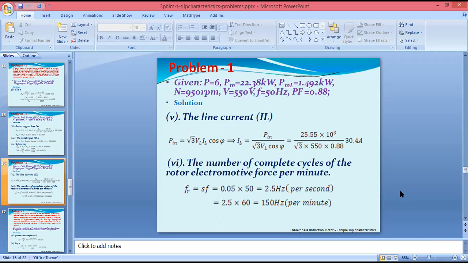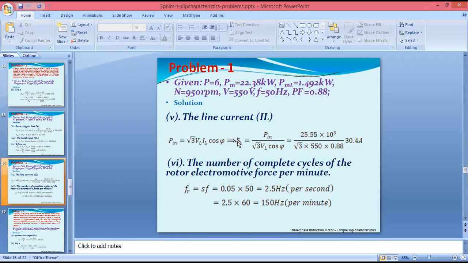No, there is one remaining. We are supposed to find the line current, IL. We have the equation for input power in the form of power factor, cos phi. They have given it here; we write PF or cos phi. We are supposed to write the value of square root of 3, 1.732, or you can write it as it is. You can solve on a calculator. P in we have just solved, 25.55 kilowatt, so you can write 25.55 into 10 raised to 3 watt.